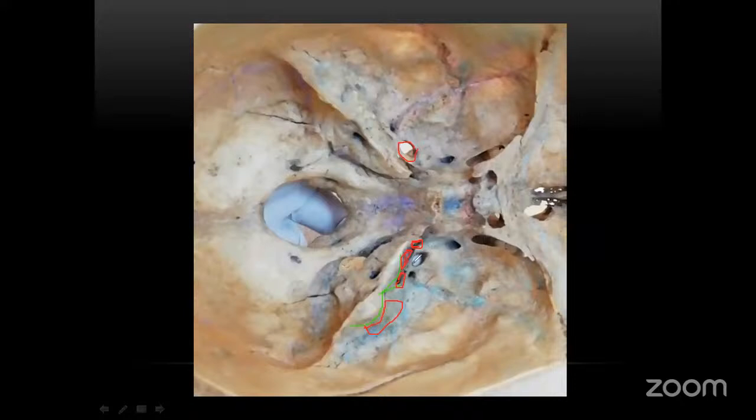So this is the fossa. This is the internal carotid artery area. When it comes here, it passes through this area and then goes here. That's why this area is called the petrous part of the internal carotid artery. What is this area just posterior to the internal carotid artery? That will also be a fossa.